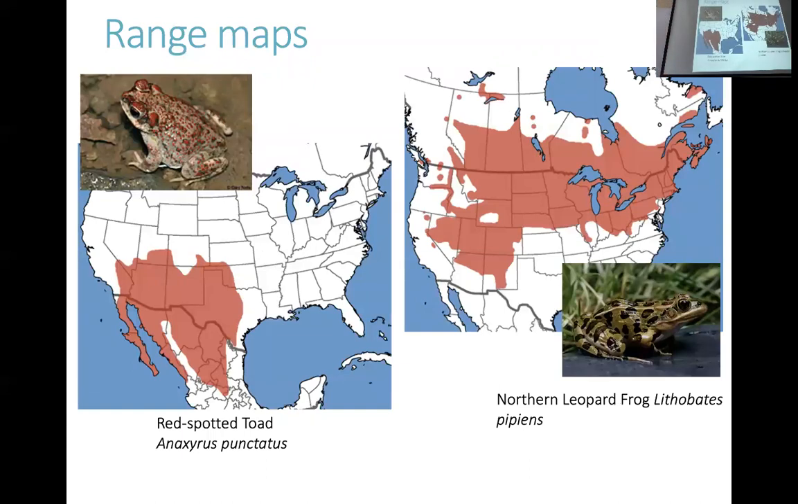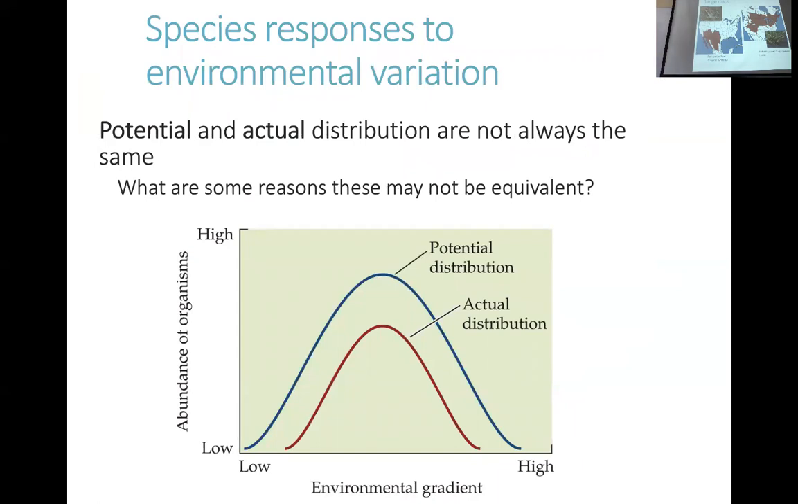I think everyone has seen a range map at some point in their education. So range maps are potential distributions. For these two different frogs, they can be found in all of these areas based on environmental conditions there. Doesn't mean they are, but they can be. It's potential. As I referred to, potential and actual distributions don't line up. The actual distribution is usually smaller than the potential.